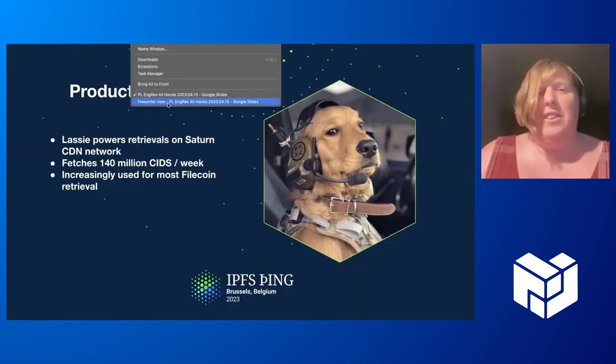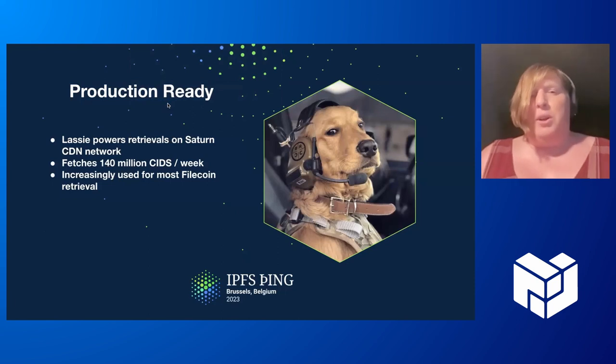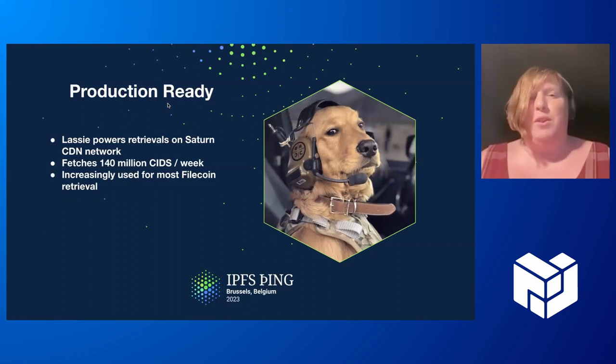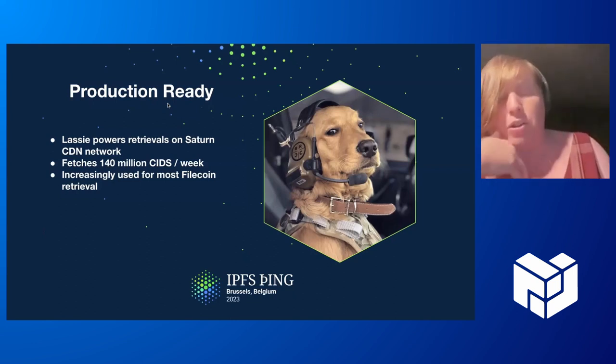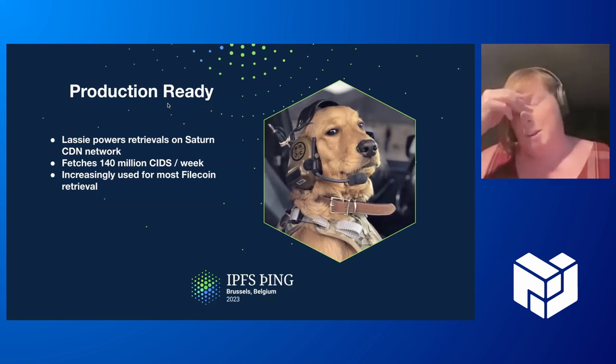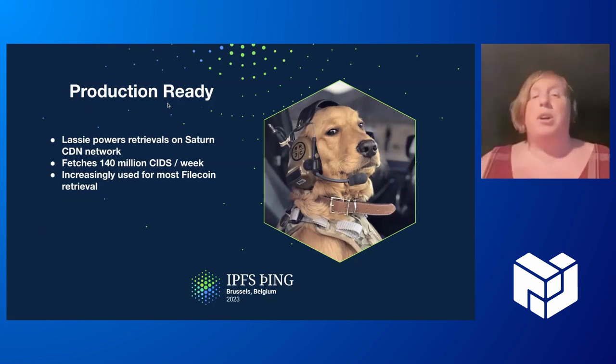So another thing is, while Lassie's pretty new and it's definitely still in development, Lassie's not really a prototype project. We are already in production. We are the primary retrieval tool for the Saturn network to do cache misses. So when the Saturn network gets a request for data and they don't have it, they just turn over to Lassie and say, find this data. And through the Rhea project, which is the decentralized gateway project, that translates to we're downloading about 140 million CIDs a week through Lassie.